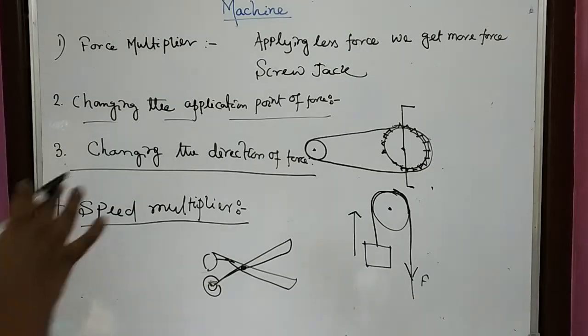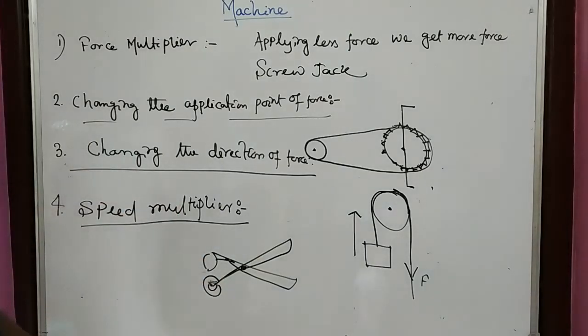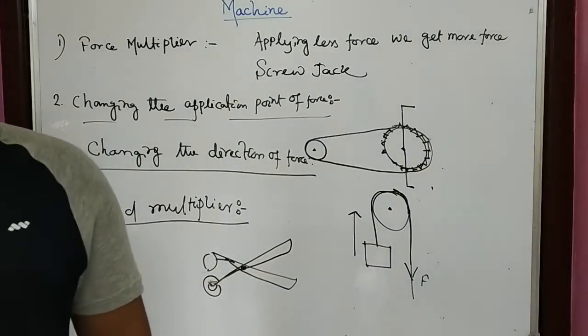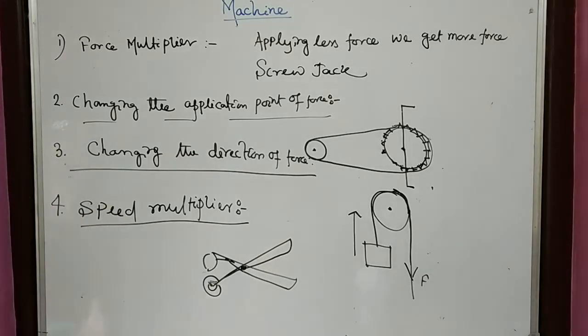So these 4 kinds of machines are generally used. But if you are asked what a machine is, a machine is an instrument by which we can reduce human effort and do our work very fast. That is a machine.